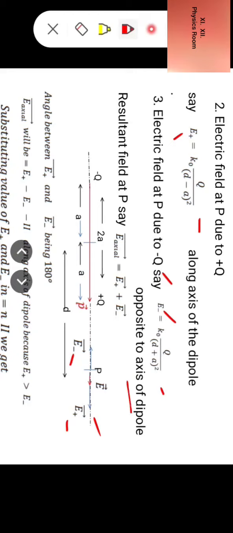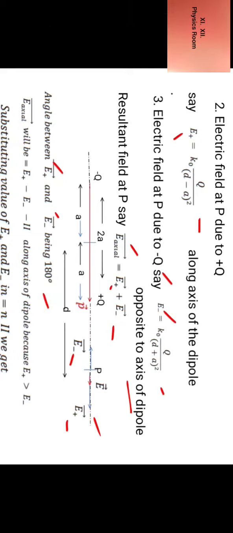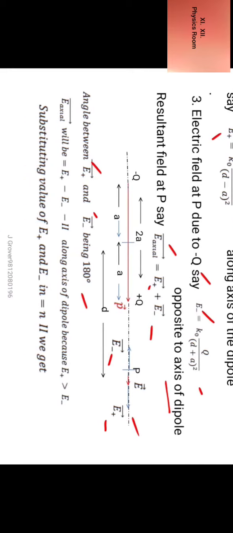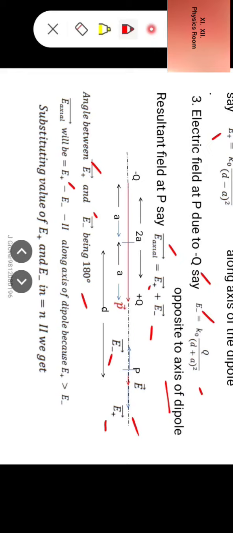Now the resultant field at P. It is a vectorial sum, a linear vector sum we have to take. So E axial would be equal to E plus plus E minus, the linear vector sum. Now the angle between E plus and E minus being 180 degrees, therefore E axial will be equal to the subtraction of the magnitudes. That is, E axial will be equal to E plus minus E minus.